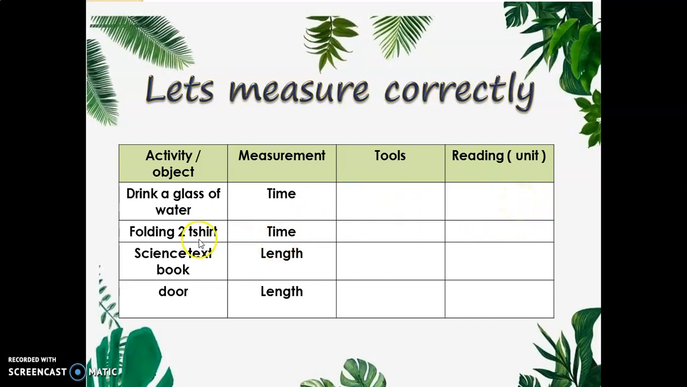Okay. And the second one is folding two t-shirts. Lipat kain. Measurement is about time. Masih lagi masa. Lipat kain. Ambil masa mula. Ambil masa akhir. Dan yang ini, this one is the science textbook. You must measure the length. Also the door, pintu rumah. So this is your homework.